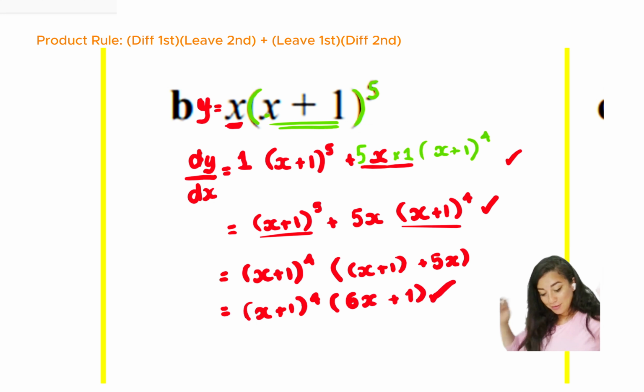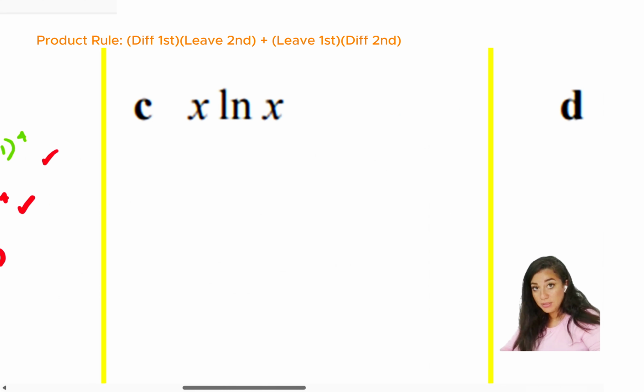Simple. Let's do another one with ln x. Maybe you could try doing this one yourself. Just a reminder, when we differentiate ln x, what do we get? 1 over x. Very good.